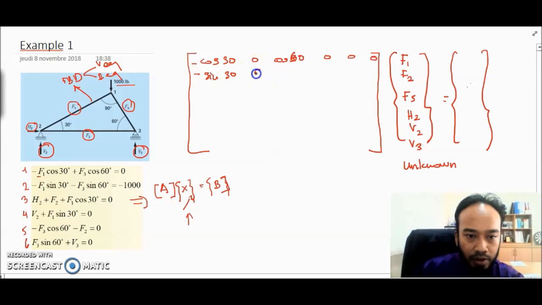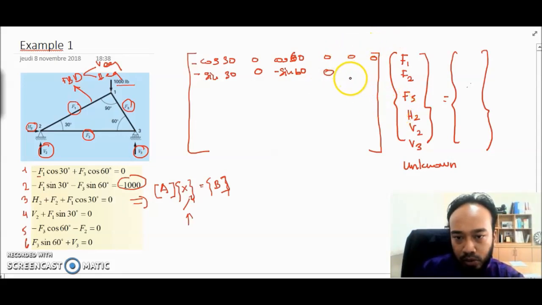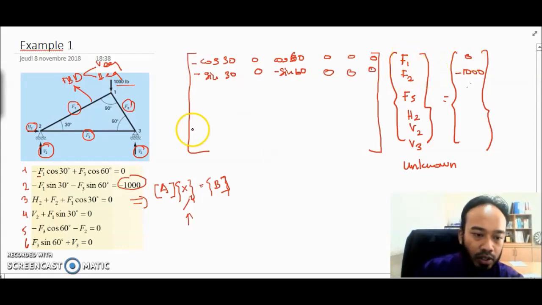Are there any F2? No, there's no F2. Again there's F3, multiplied by minus sine 60. And then there is no other unknowns, but on the other side you have a constant of minus 1000. So here it's nothing multiplied by H2, nothing multiplied by V2, nothing multiplied by V3, and it equals a constant of minus 1000. Okay, I forgot for the first one, there's no constant, so it's equal to 0.